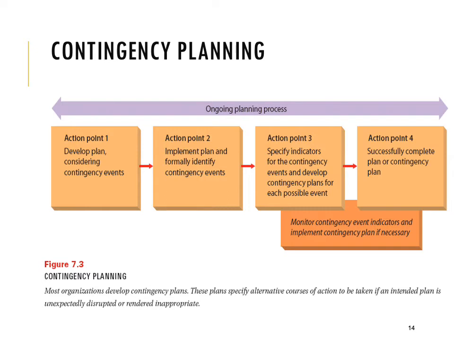So for example, if this period does not end until 2020, what should we do? The company must have indicators 1, 2, 3, 4, for example, for 2021. So it means that in action 3 they have already done the contingency planning. Then there is also action number 4, which is a successfully completed plan and or contingency plan. So for action 3 and action 4, they have to monitor contingency event indicators and implement the contingency plan if necessary. So this is the ongoing planning process.